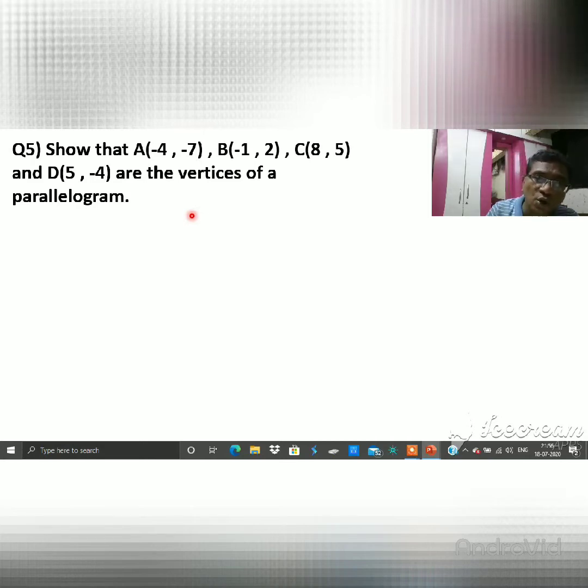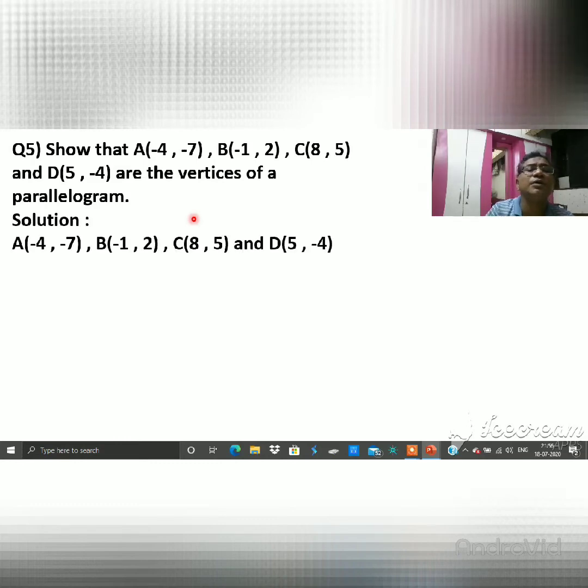So when you solve this problem, in this problem two pairs of slopes are same. So if you prove that two pairs of slopes are same, then it is a parallelogram. So start now. See here, this is the A point's coordinate -4, -7. This is the B point's coordinate -1, 2. This is the C point 8 and 5, and this is the D point 5 and -4.